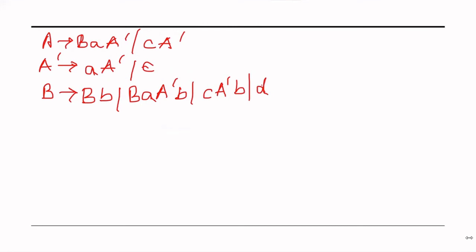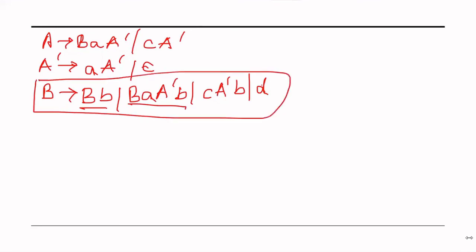Now you can see that there are two more left recursions remaining, that is on B, this and this. So this again we will remove the immediate left recursion on B. To do that, I'm only going to rewrite this one. The first two productions remain as they are. So this is 1, this is 2. This has to be modified, so we will modify it like this.